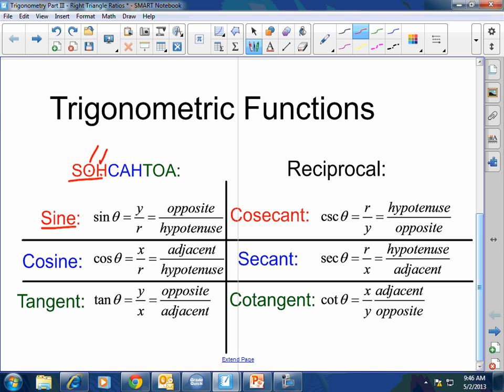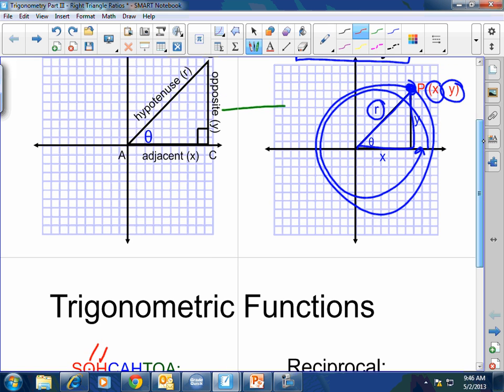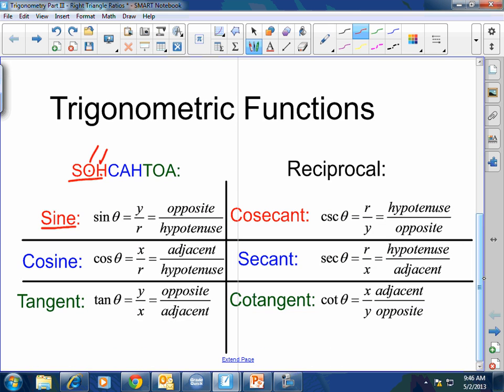The opposite, remember the triangle, you have it right there in front of you guys. The opposite is the y, correct? So that's why I put y. And the hypotenuse is the radius, the r. You with me? It's the same thing, guys. Look at the triangle, it's right on your paper.